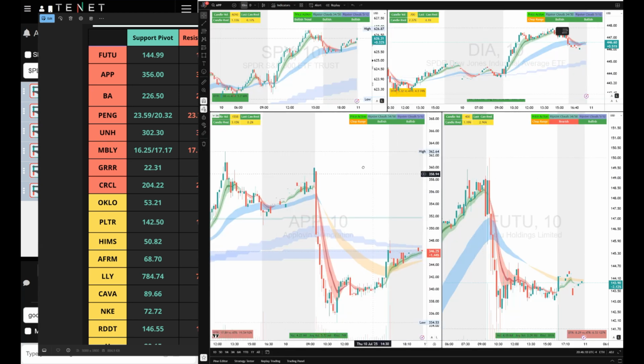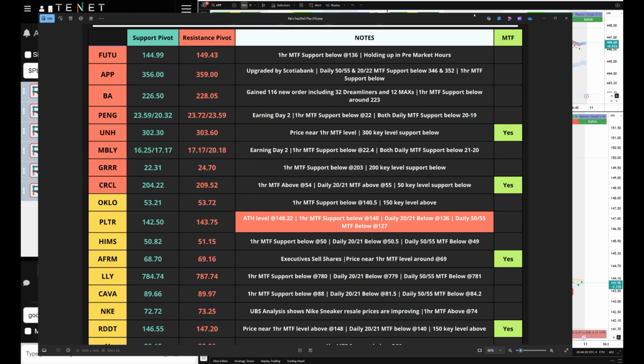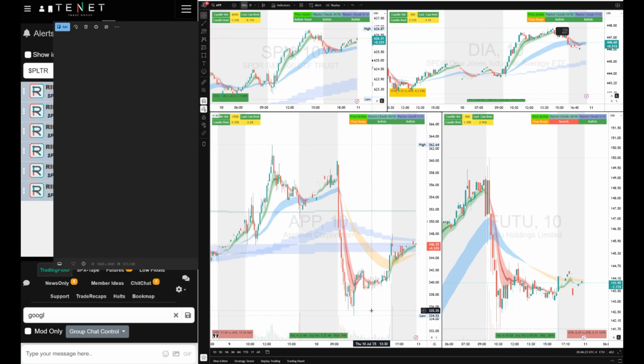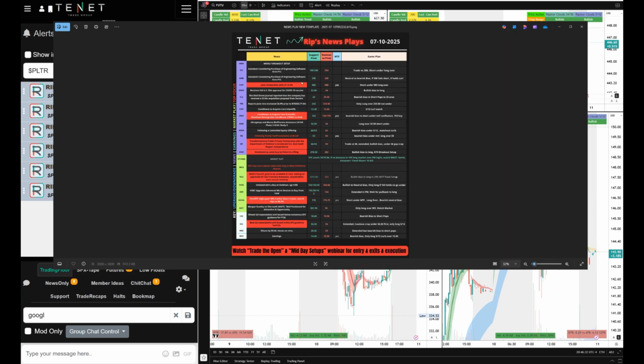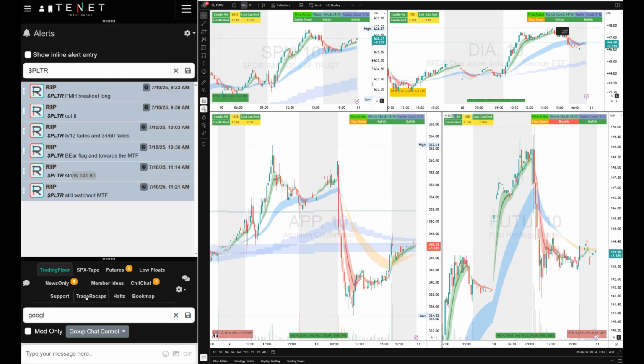And APP, right away, APP broke down. You take it short, fade it all the way down. That was a $20 fade. FUTU, you short it. You see this, short it at 10 a.m., take it all the way down under the clouds, gap fill short. So these were our successful shorts on day two.